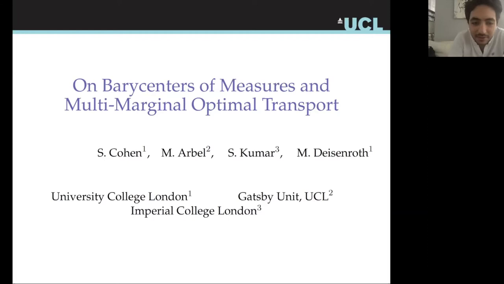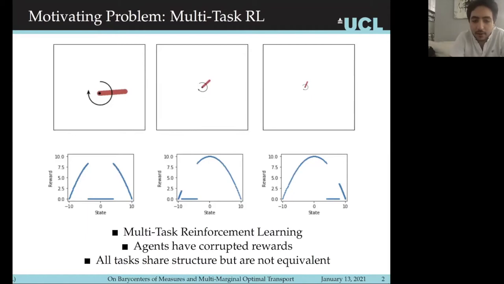I'll first start with a motivating problem, which is the problem of training multiple agents. I'll call it multitask reinforcement learning, where we have different agents living in different environments, and they need to solve different tasks. Basically, their task can be represented by a reward function.